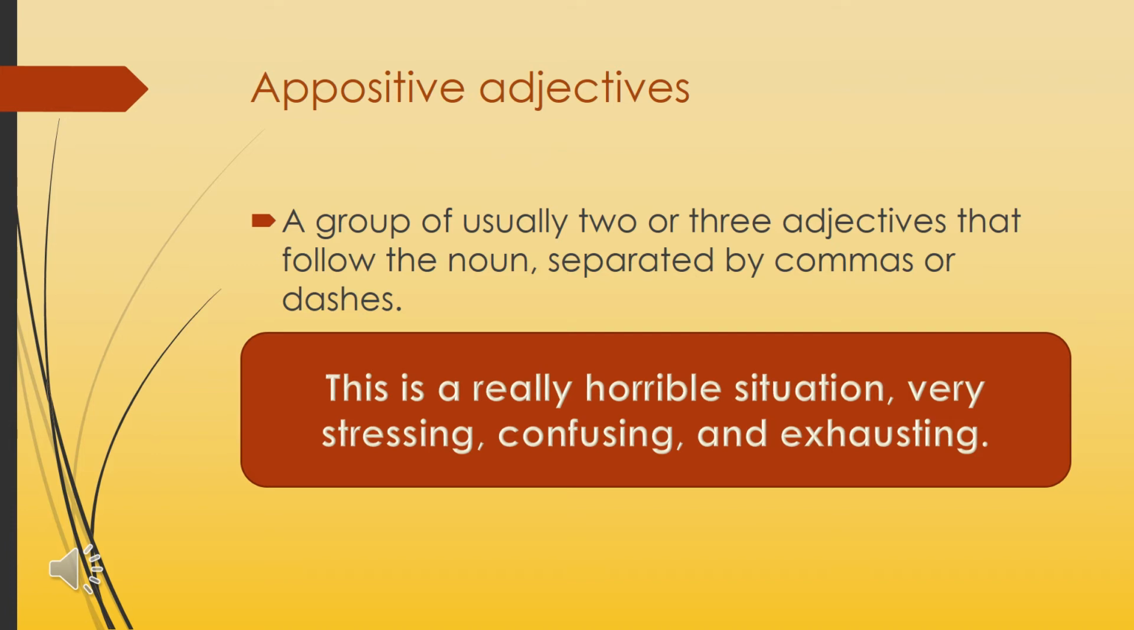A group of usually two or three adjectives that follow the noun, separated by commas or dashes, are called appositive adjectives.